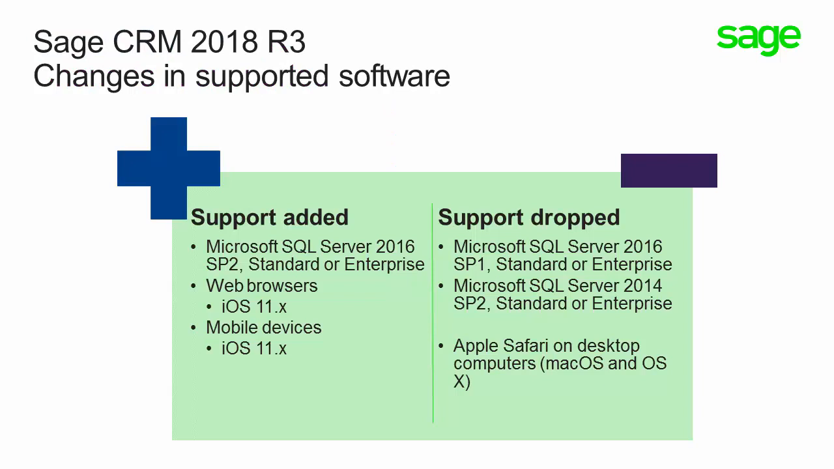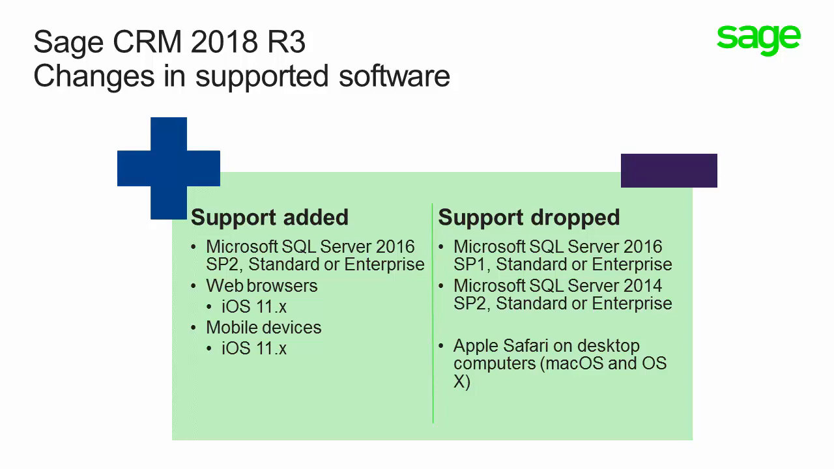As a general rule, we only support products that themselves enjoy mainstream support from their manufacturers, and that means that our software support inevitably changes over time. And so we do need to consider the changes to supported software, and this affects not just servers but also the devices that are used to access integrated Sage CRM. So what's changed?